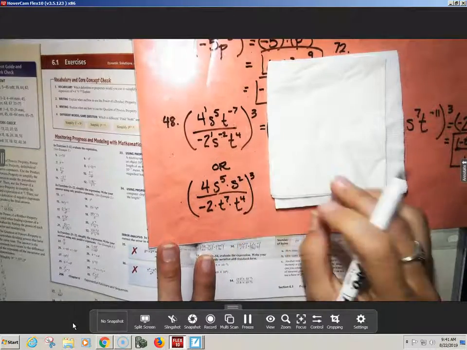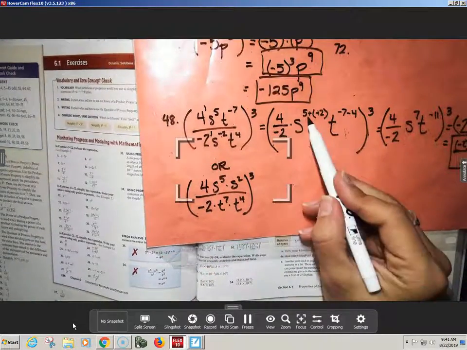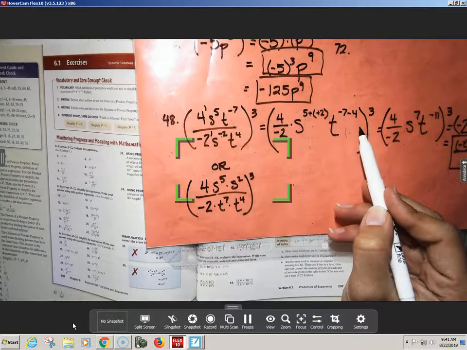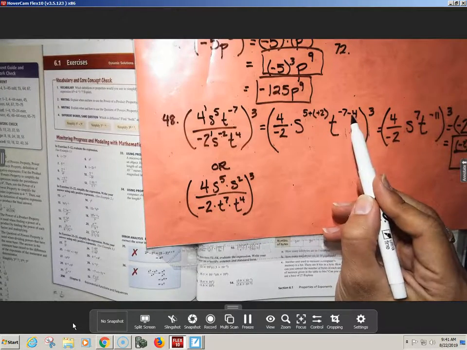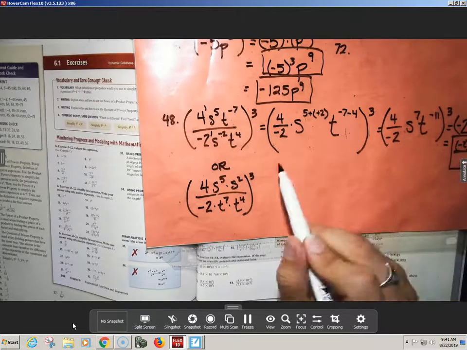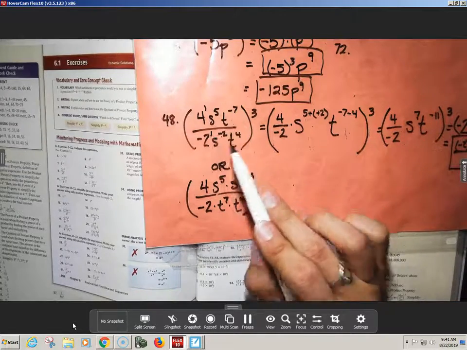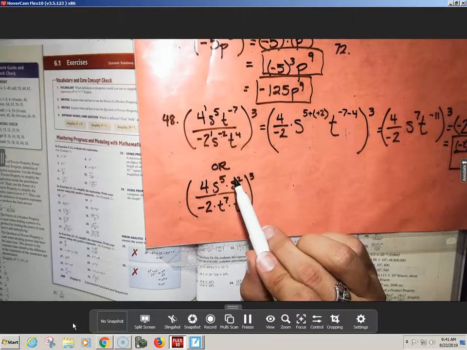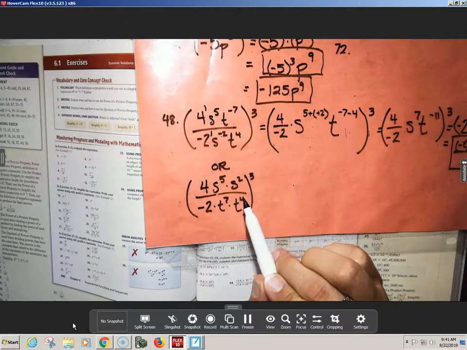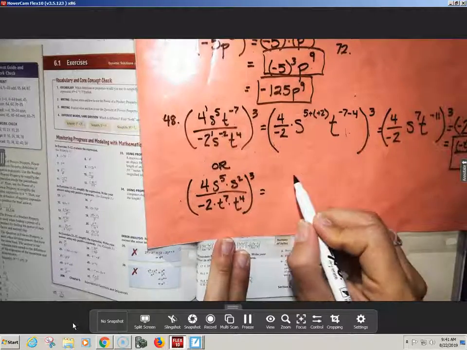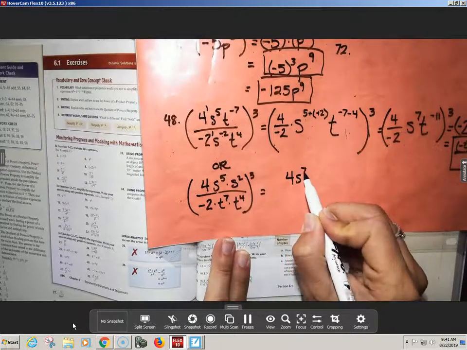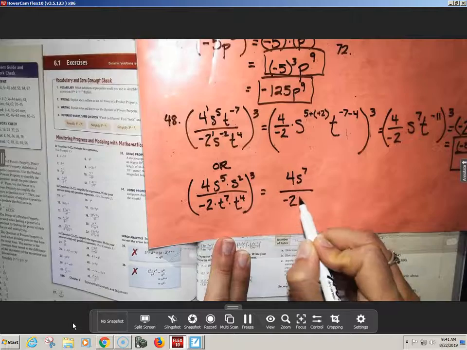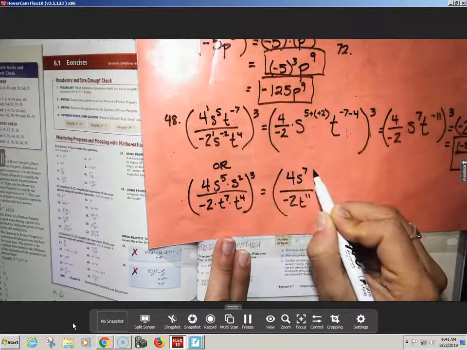Is this easier on anyone's brain than all this subtraction stuff? Some of you might like the subtraction stuff better. Good, you can go that way, you'll get to the right answer. But some of you are like, I think I like that better because now what do we get to do with the like bases? Not subtract, just add. And we would end up with 4s to the 7 over negative 2t to the 11.